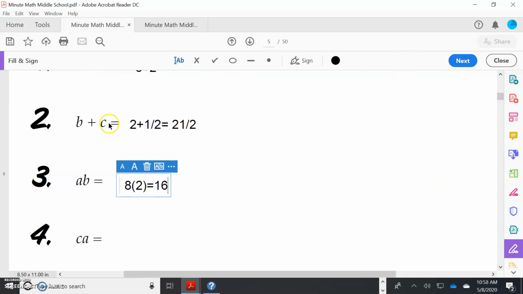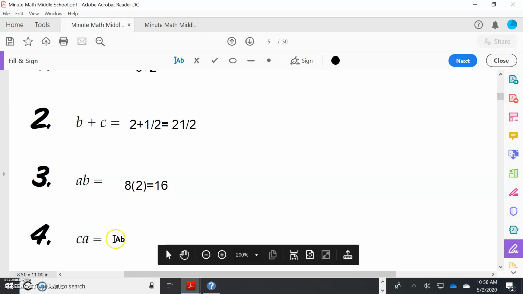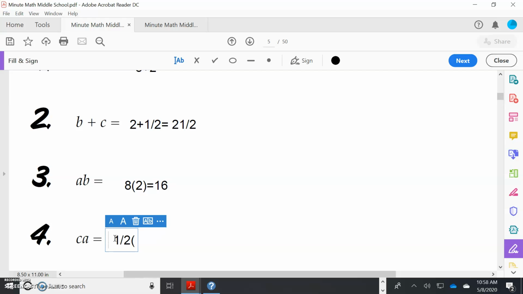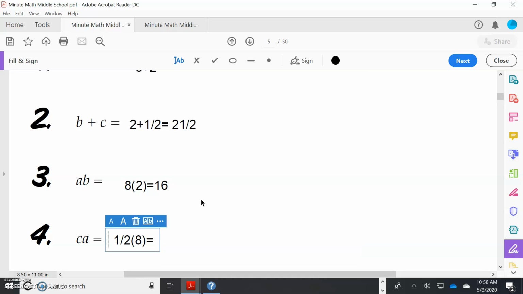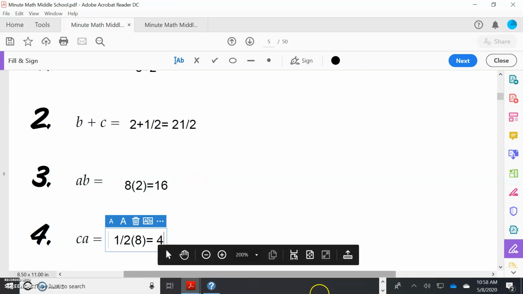Now we are going to do C times A. So C is 1/2. 1/2 of what? 1/2 of A, and we said A was 8. So you could sit here and try to figure out your math, or you could put 1/2 is the same as 0.5, so you could put that in your calculator, or you could just do this. If you had 8 pieces of candy and you took half of them away, you would have 4. So just cut 8 in half and it'll be 4. That one's so easy you don't even actually have to pull out your calculator.